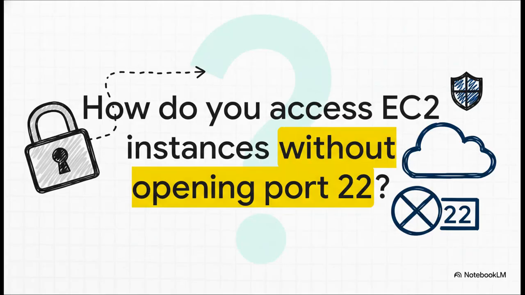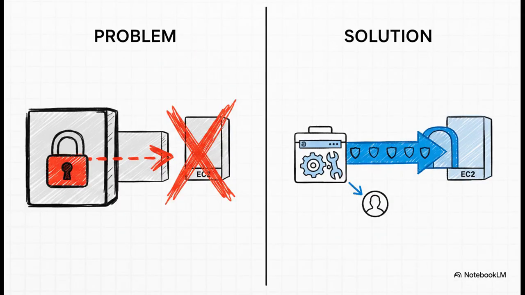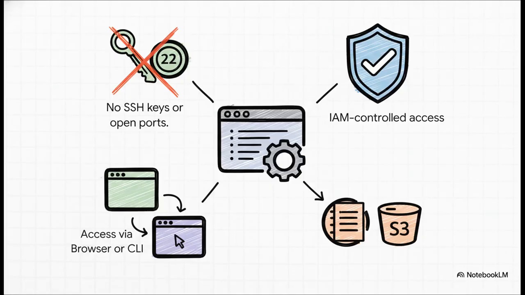Okay, next up, a super common operational problem. How can a solutions architect get into an EC2 instance for troubleshooting, but without opening up port 22 or messing around with SSH keys? We want to be secure here. The answer is you use AWS Systems Manager Session Manager. This is the modern, secure way to do it. So why does this work so well?